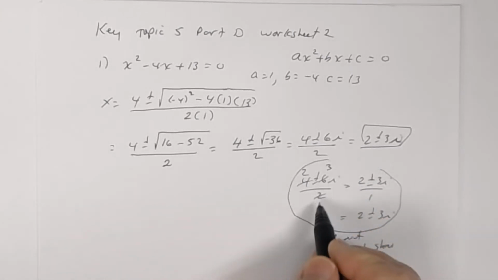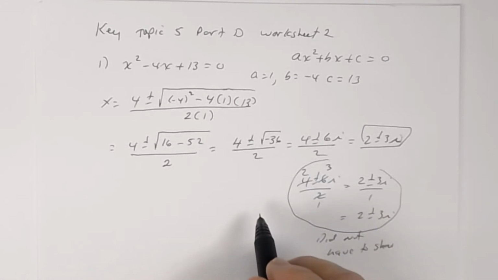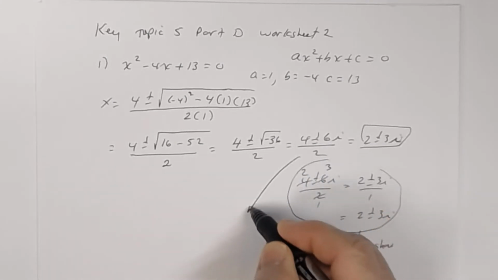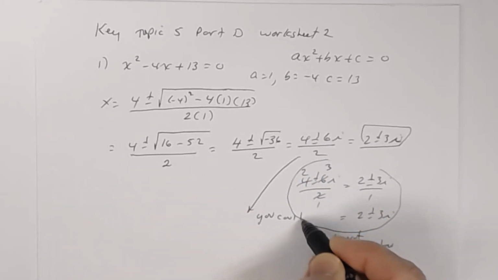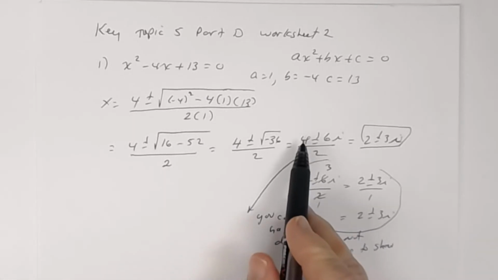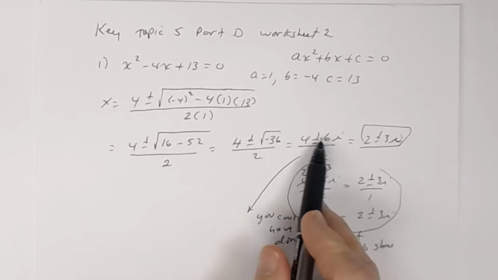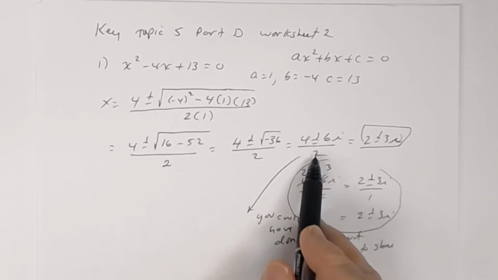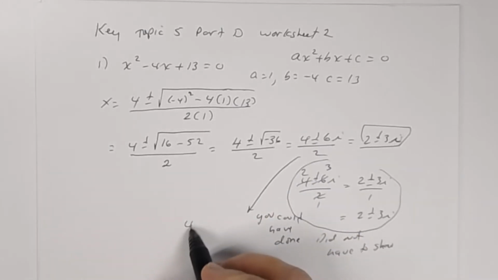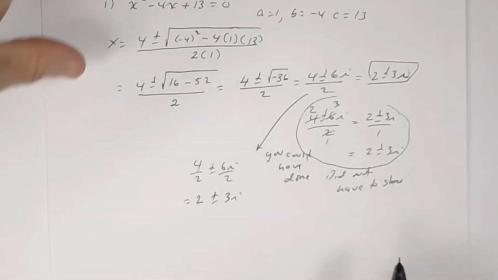Now see how I did it this way, how I noticed that 4, 6, and 2 are all divisible by 2? You could have also done this. All right, so watch. You could have said, all right, well, I'm going to take this 4 divided by 2, but remember you have two terms up here. You see that 4 and 6i, they're all divisible by 2. So in other words, you have to say 4 divided by 2 plus or minus 6i divided by 2. And then notice you still get 2 plus or minus 3i, which is what I wanted. Okay? All right, so that was number 1.